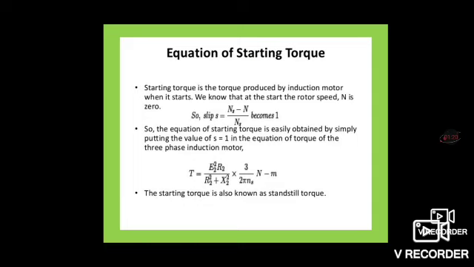So the equation of starting torque is easily obtained by simply putting s equal to 1 in the above equation of torque of the 3-phase induction motor. Torque equals E2 squared R2 divided by R2 squared plus X2 squared, times 3 divided by 2 pi Ns Newton meter. It is the starting torque of the induction motor. It is also known as standstill torque.